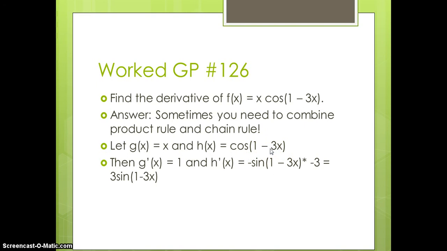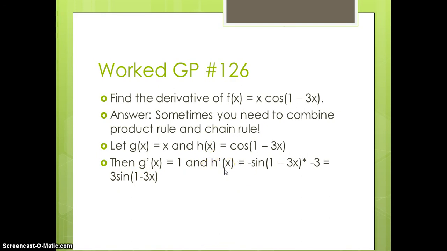The derivative of that is not 1. People rush to conclusions about that. Make sure that you are checking very carefully and are finding what the derivatives of your inside functions are. In this case, this is a linear function with slope negative 3. Therefore, the derivative is negative 3. When you put it all together, we get 3 sine of 1 minus 3x. That's the h prime part.